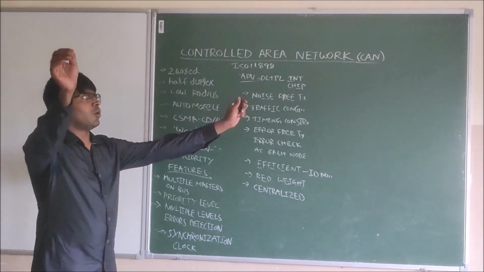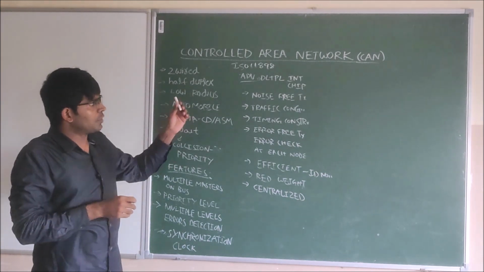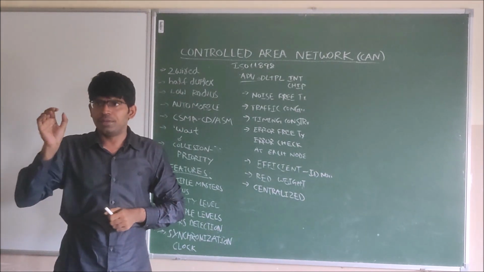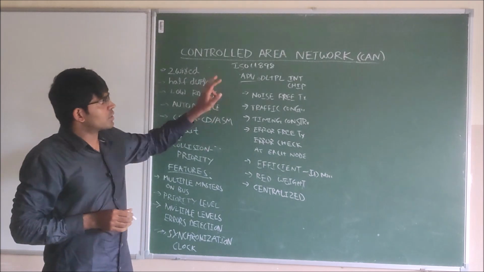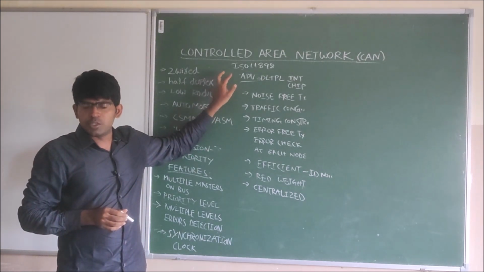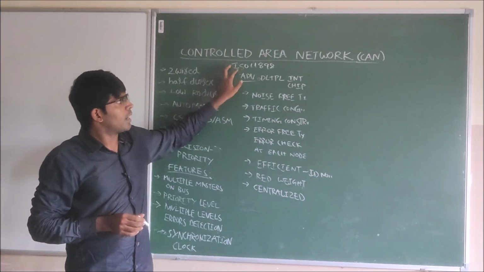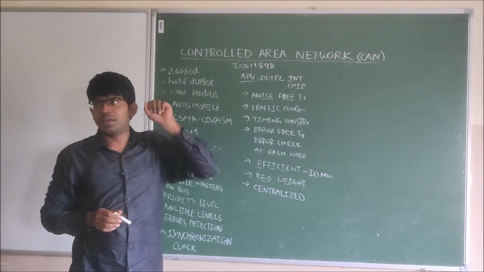Now we are discussing about Controller Area Network, which we are calling CAN. So this Controller Area Network, for this protocol, the set of rules are given by ISO 11898.